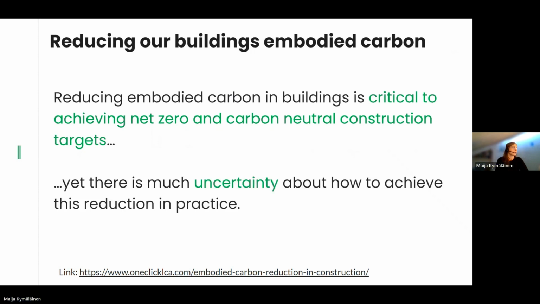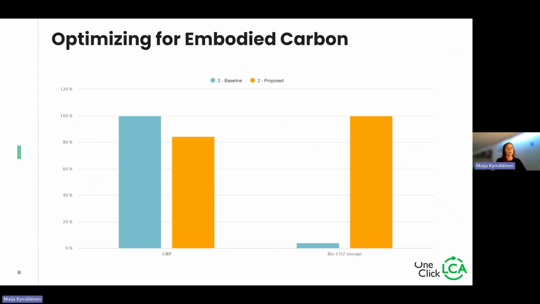So we know that it's critical to achieve net zero and carbon neutral constructions, but how to actually do this in practice. So now we will be discussing some of the most effective approaches. So when we talk about optimizing results, we usually need to start with a baseline. So baseline is our starting point. Here, the baseline is pictured in blue. And then when we start optimizing, when we start making all these different choices to our design, then we can see a reduction in the carbon footprint. So this is the impacts here. So the impacts are at 100, and then with different kinds of optimization steps, we can reduce the global warming potential or the carbon footprint of the design.